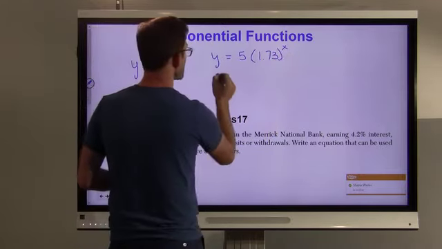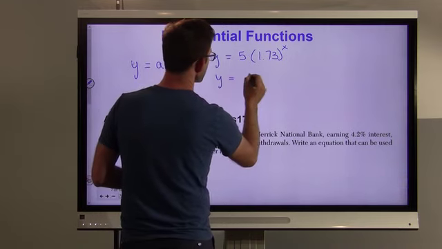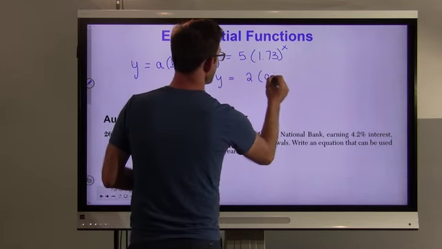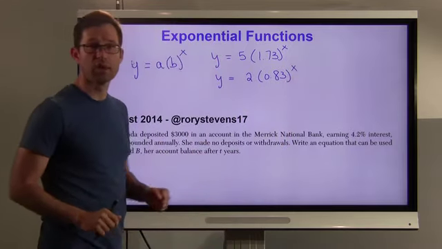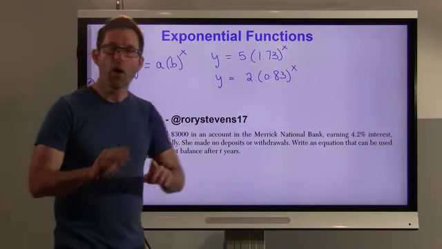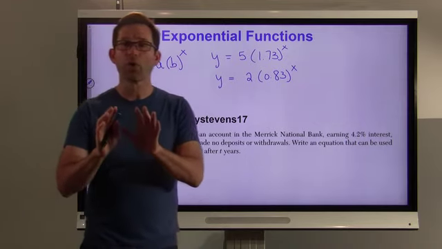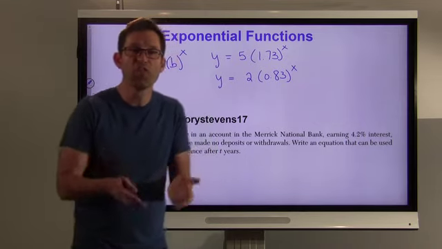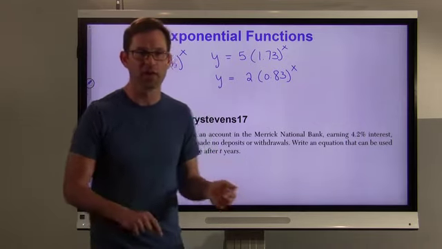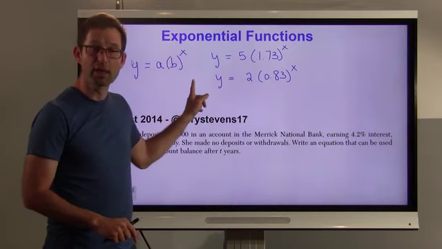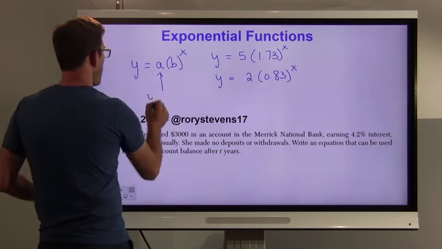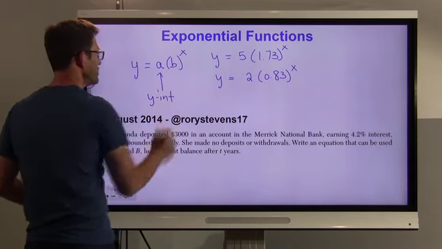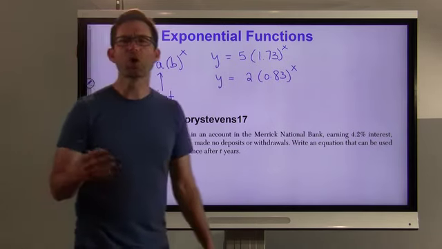That's an exponential function. y equals 2 times 0.83 raised to the x. That's an exponential function. Now, all exponential functions have what are called two parameters, two things that kind of dictate what they look like, the a and the b, okay? The a is the y-intercept of the function, all right? Or it's your starting amount.